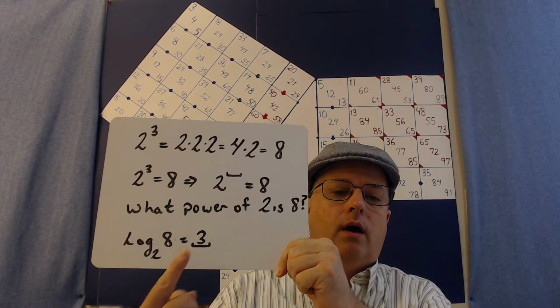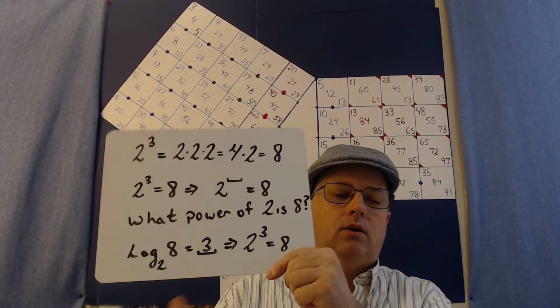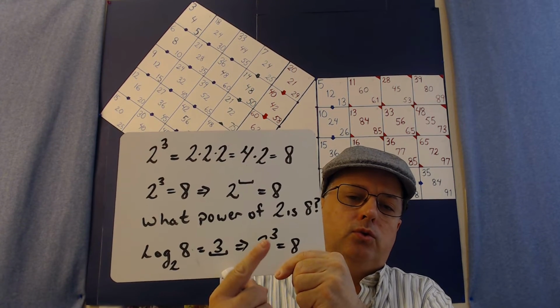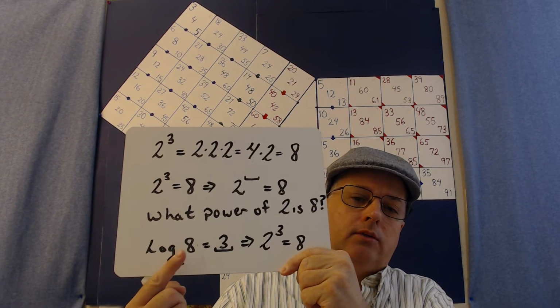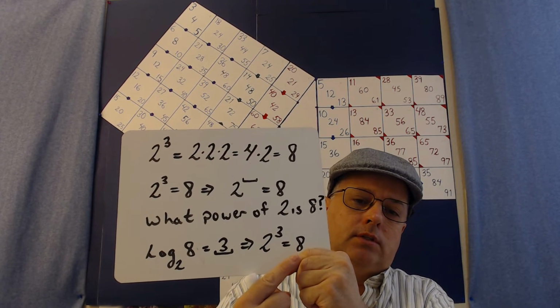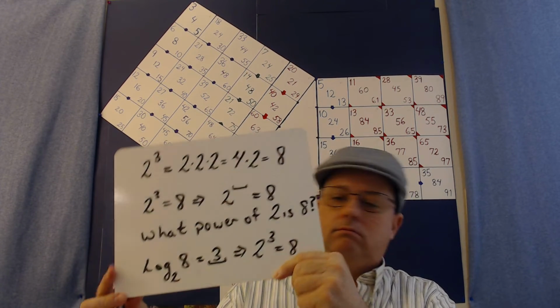Log base 2 of 8 is 3 because 2 to the third is 8. What power of 2 is 8? Well, it's the third power of 2 that gives us 8. So the log base 2 of 8 is 3. That's all it's saying. Very simple idea.